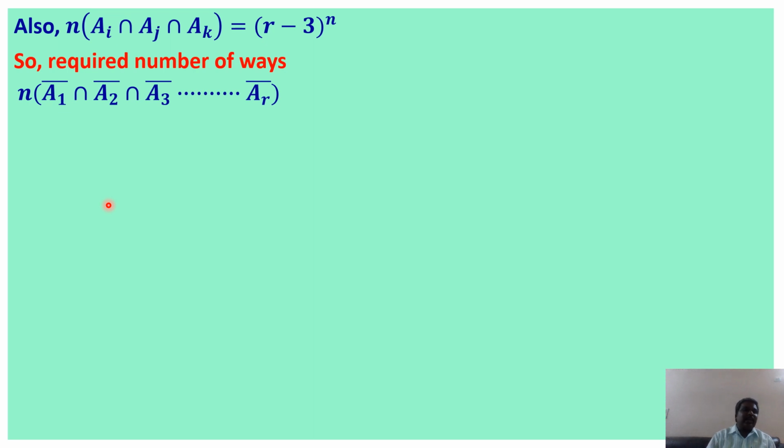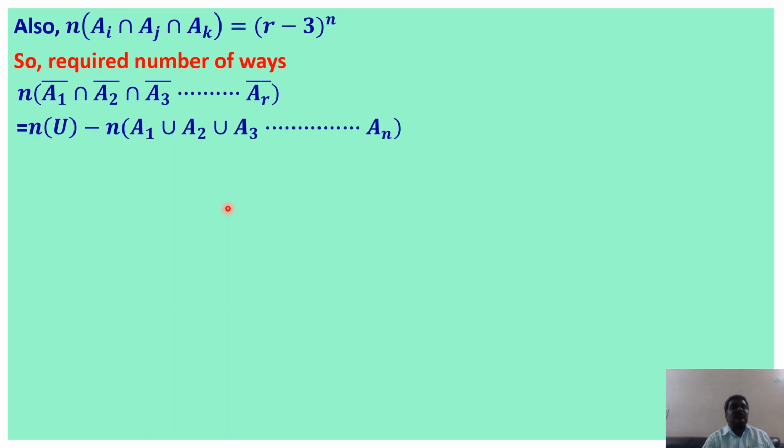So if you take all of their intersection: A1 bar means A1 contains at least one ball. A2 bar means it contains at least one ball. Ar bar means box R contains at least one ball. If you take all of their intersection, what do you get? You get the distributions of all the balls to the boxes so that no box remains empty. That is the entire logic.